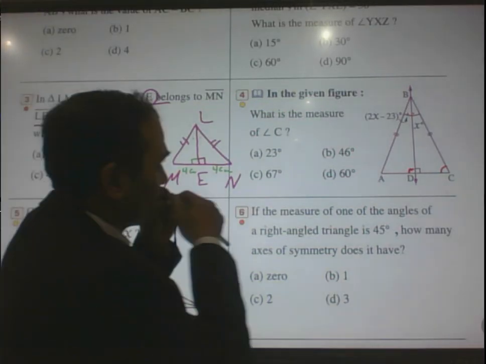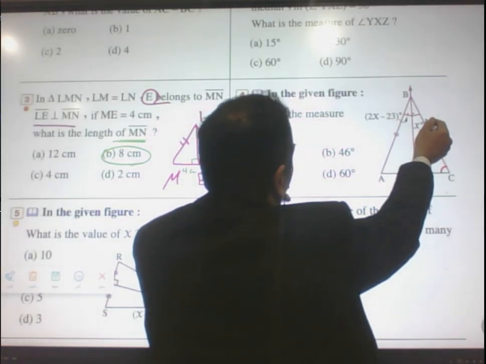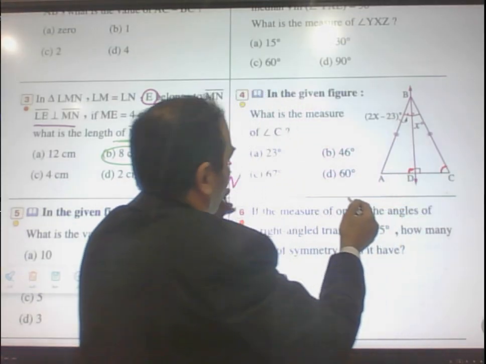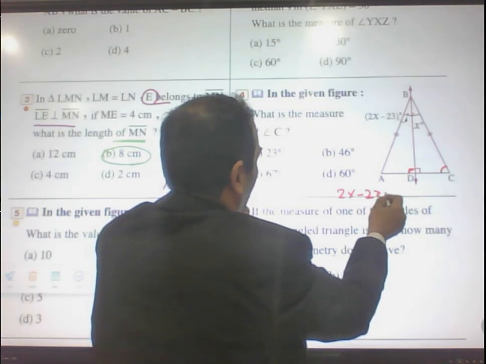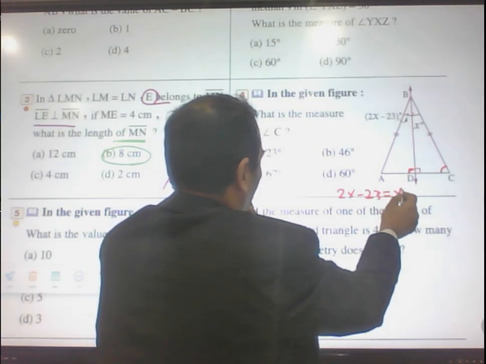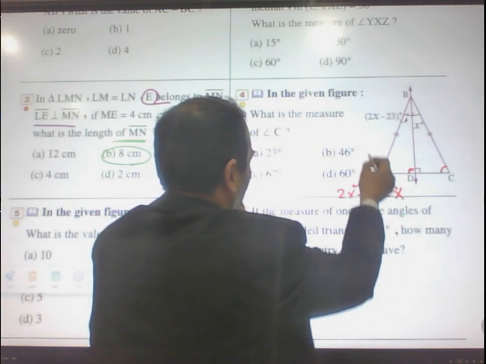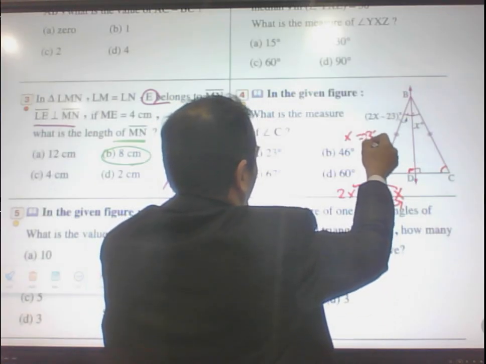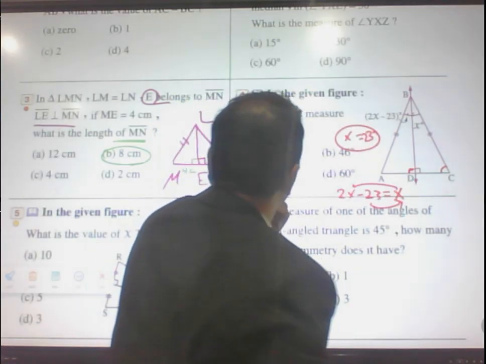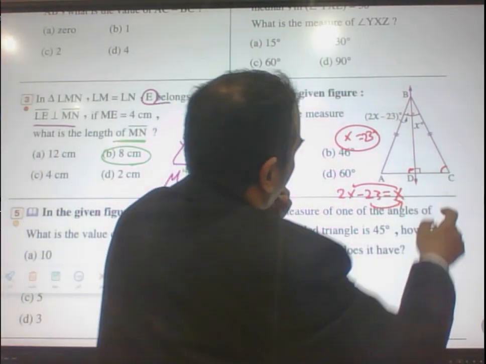Then 2x minus 23 will be equivalent to x. They are equivalent in measure. Then 2x minus 23 equals x. We can solve this equation. 2x minus x equals 23, so the value of x equals 23 degrees. But we want to find the measure of angle C.